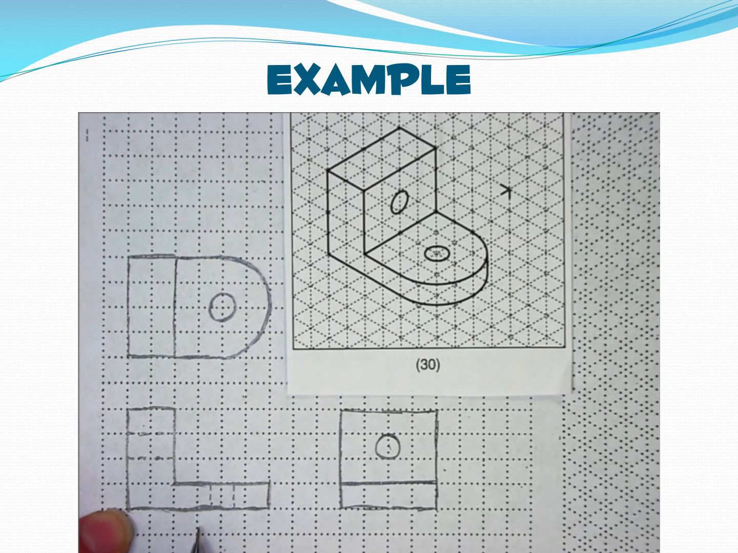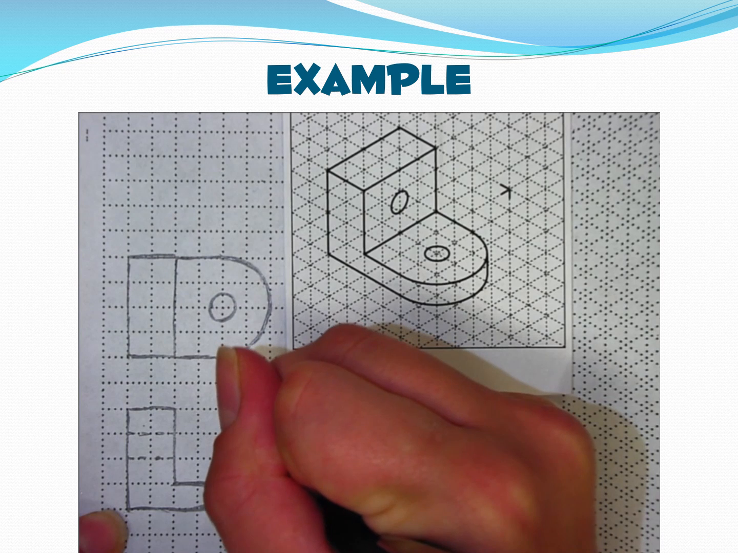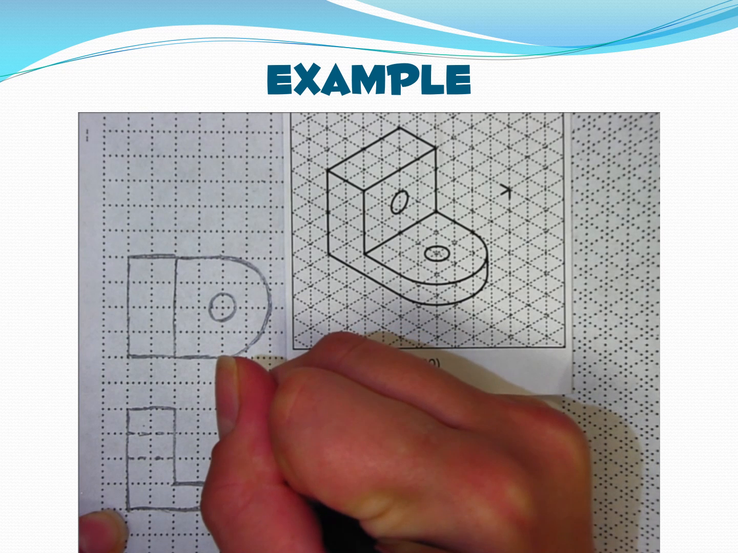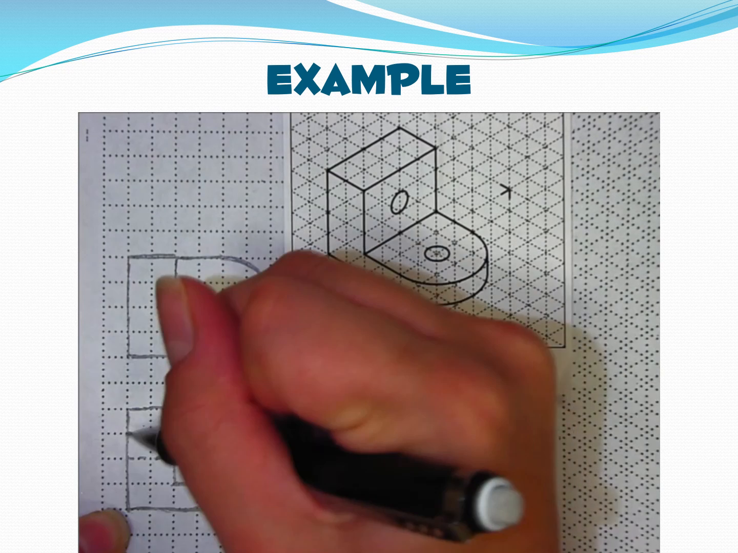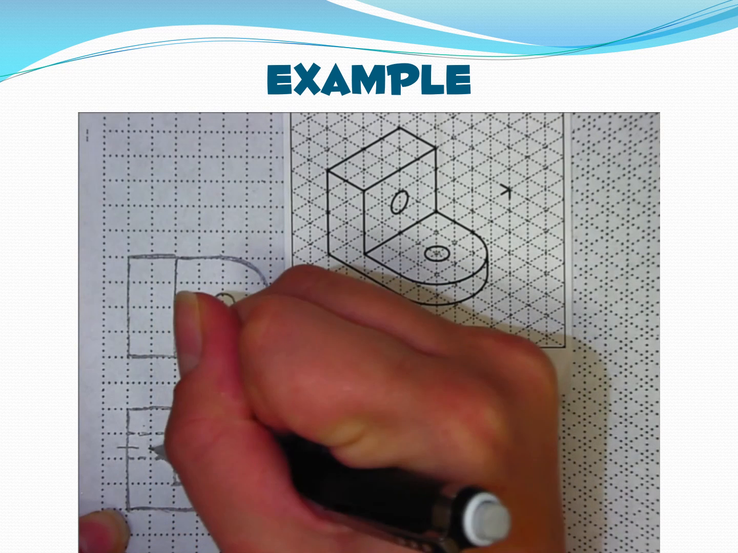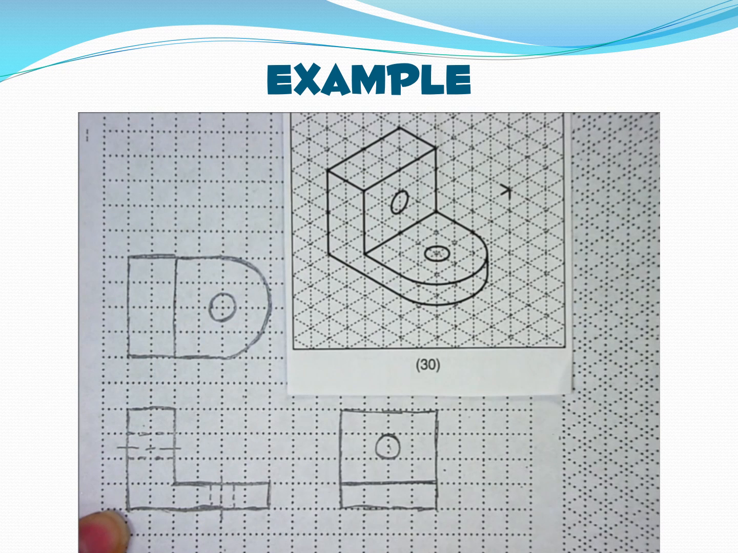Now on this view, I can also put in some center lines. Center lines would show the symmetry for these holes. So they extend a little bit past the object. There's a long line, a little dash in the middle, and a long line there. Same thing over here: long line, dash in the middle, long line. Okay, we're now done with our front view.